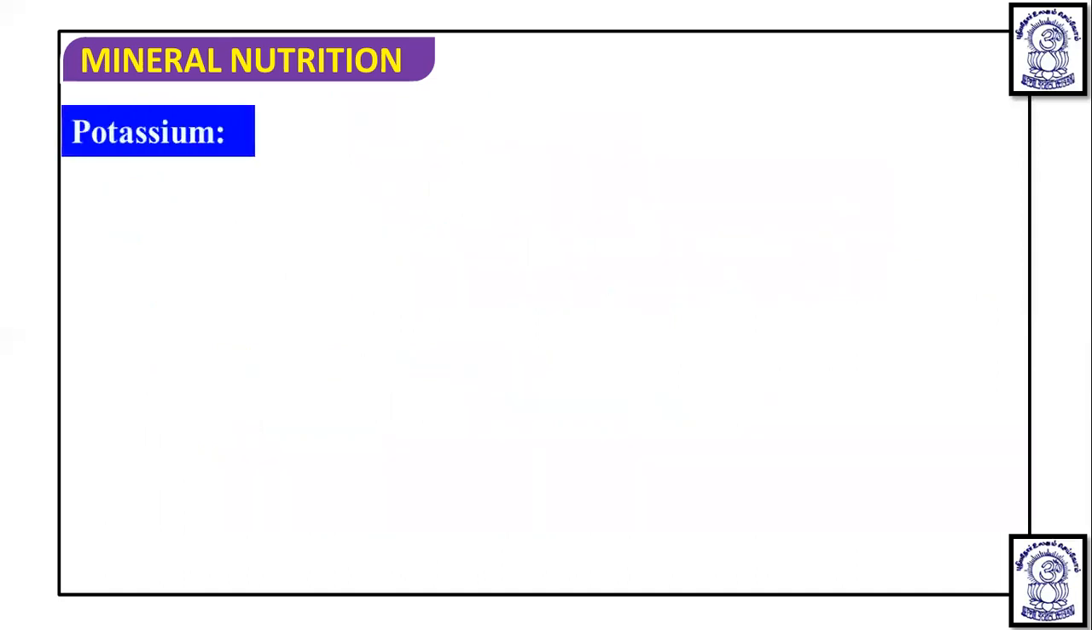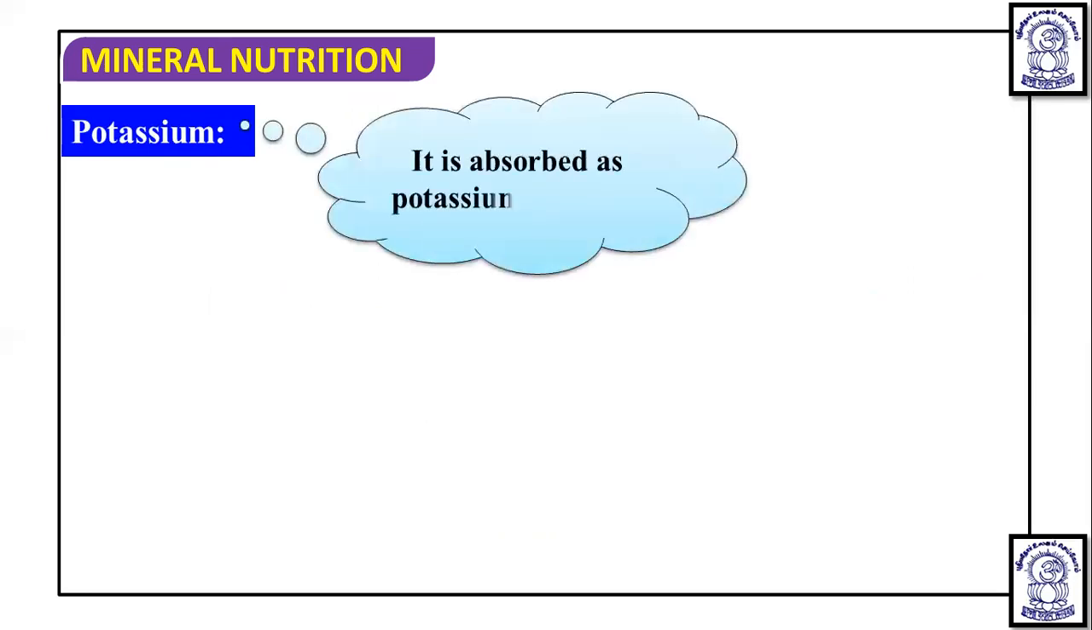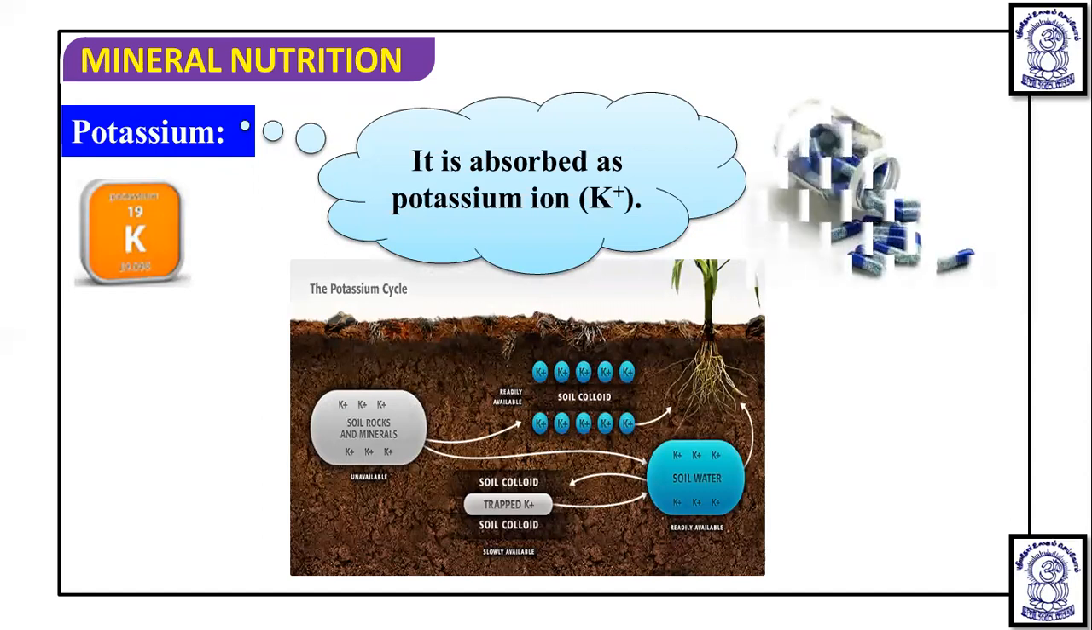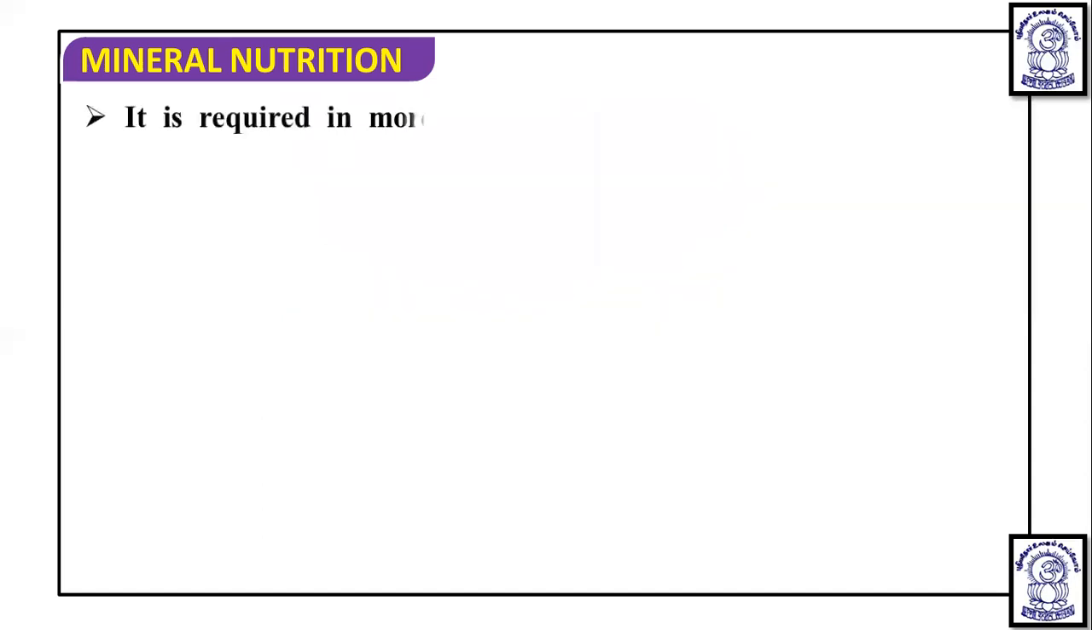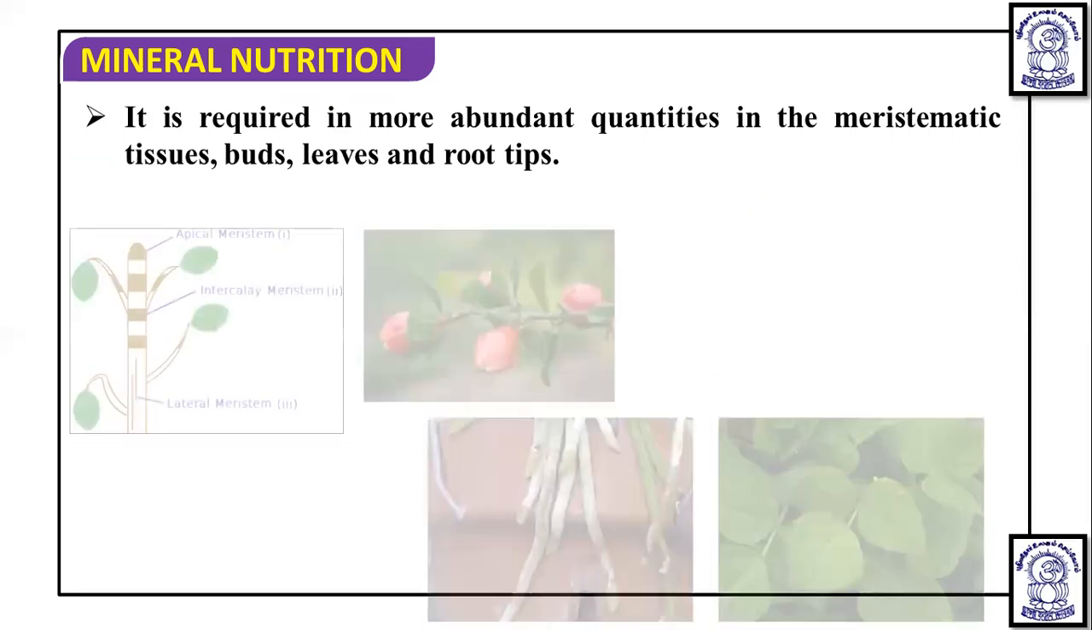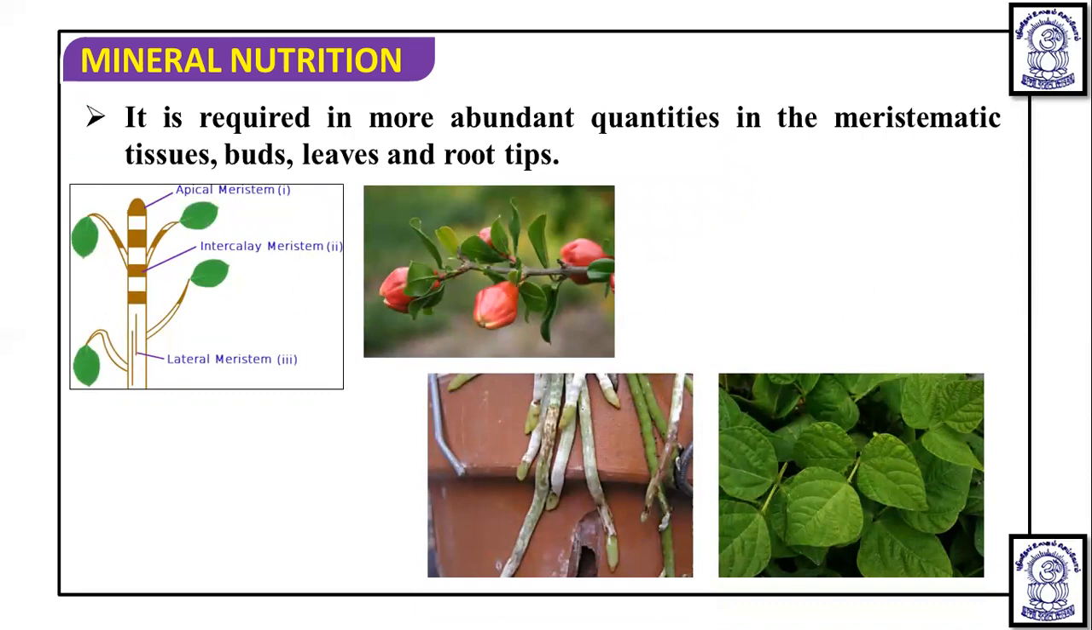Now after phosphorus, the next element which we are going to discuss is potassium. Now this potassium is obviously absorbed by a plant from the soil in the form of K plus ion, that is a potassium ion. Now if we talk about its functions or physiological role, it is required in more abundant quantities in the meristematic tissues, buds, leaves and root tips.